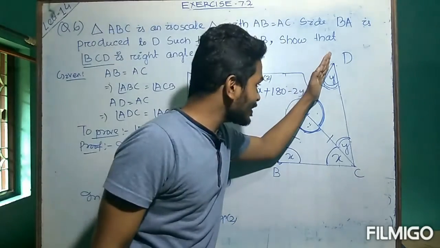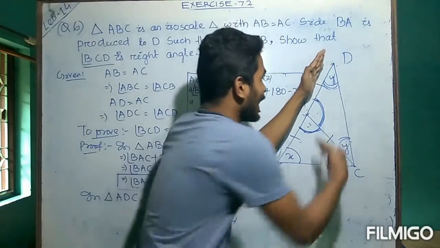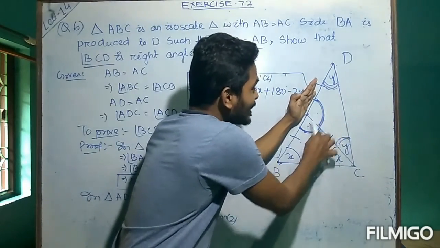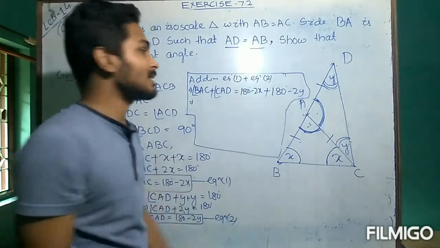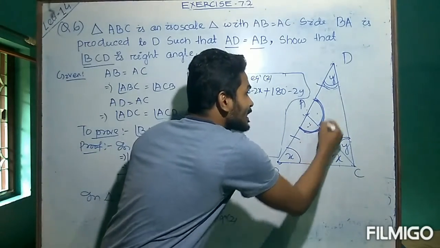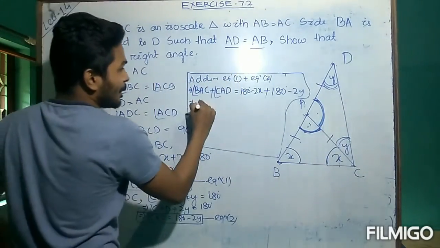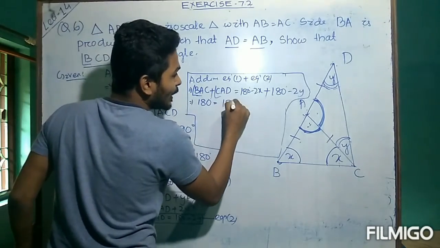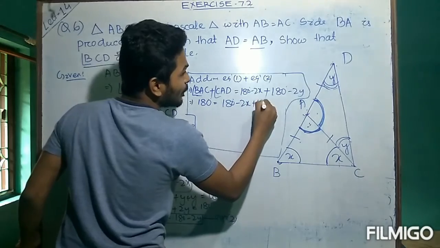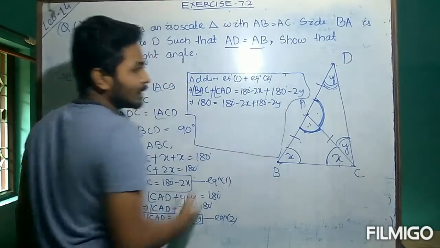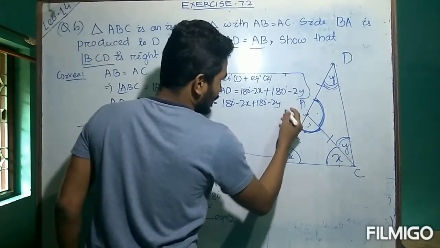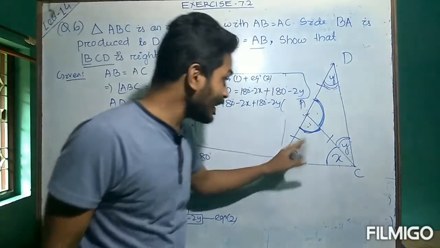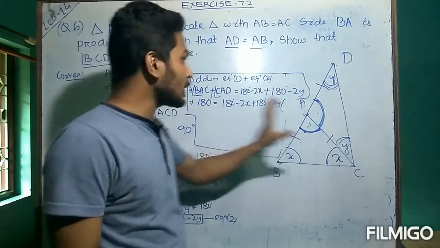Why? Because if we consider this as a straight line and this ray stands on it, these two angles are a linear pair. That is why this angle plus this angle must be 180. So in this place we can write 180 degrees is equal to 180 degrees minus 2x plus 180 degrees minus 2y. Understood? You can write the reason here. Since there is no space, I didn't write it. But you can write that this angle and this angle are alternate interior angles.